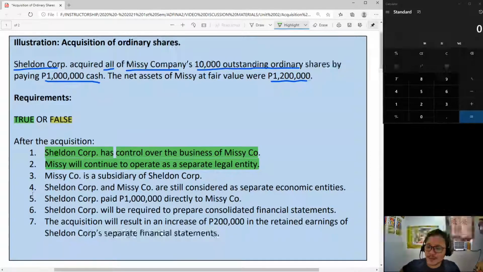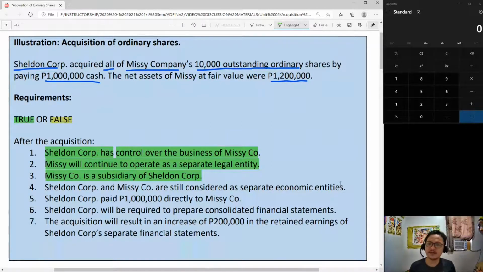So that should make statement number 3 also true. So there you have it. 1, 2, 3. All of them are true. Let's go to statement number 4. Sheldon Corporation and Missy Company are still considered as separate economic entities. Okay. Separate economic entities.